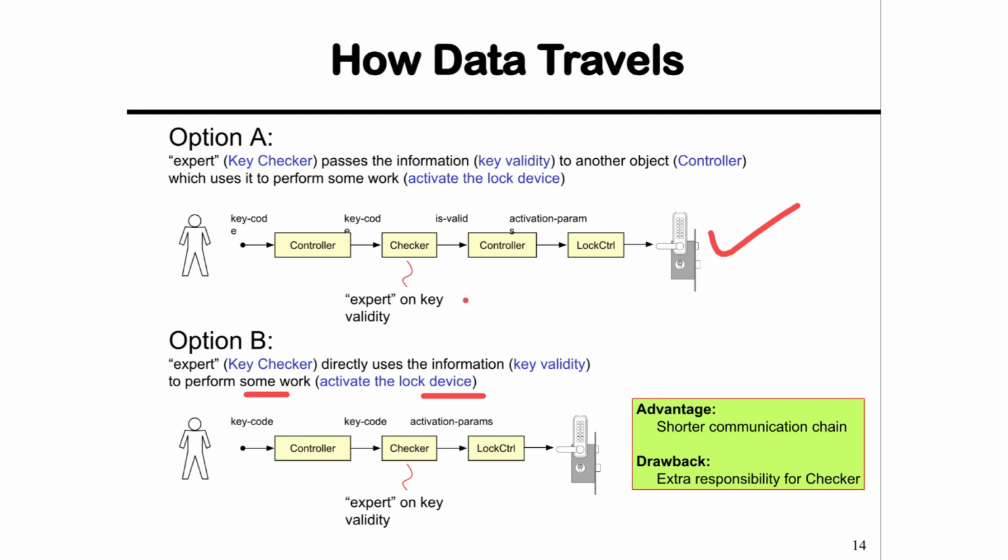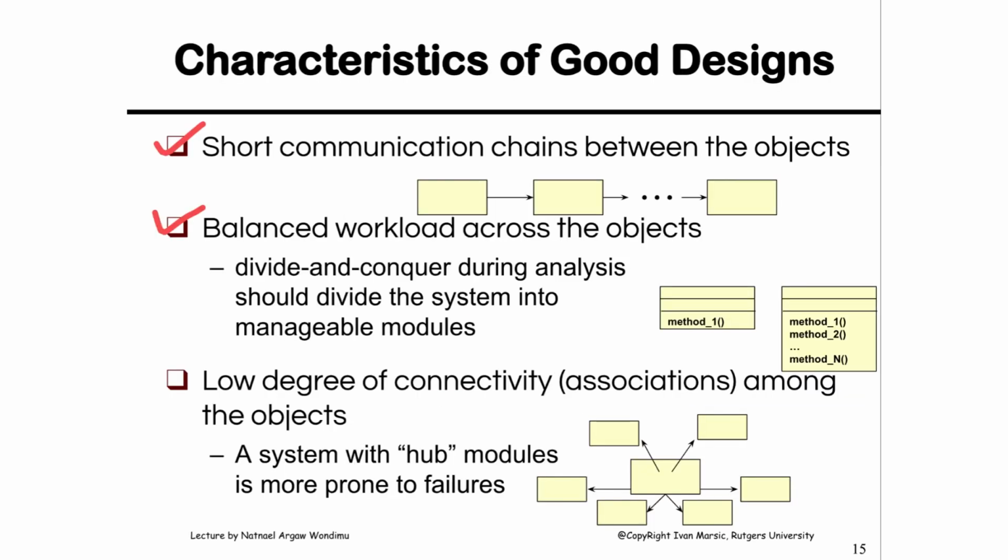In some cases, the first one has a very good balance of tasks among these objects, because the controller has its own task, the checker has only the validation task, the controller again has another task, and the lock device control also has different tasks. So the second criterion to say something is good is that it has balanced workload across the objects. The main principle of software engineering, divide and conquer, says we should divide the system into manageable modules or objects.